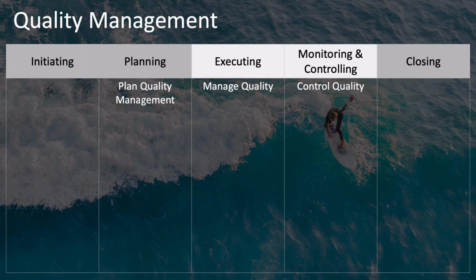You may wonder, what's the difference between manage quality and control quality? In this lesson, we'll get into those detailed differences, but I'll give you a preview. Executing processes are all about doing work, and monitoring and controlling processes are all about keeping an eye on the work.